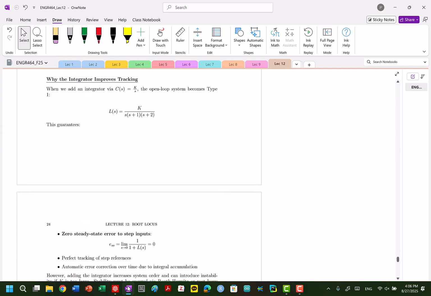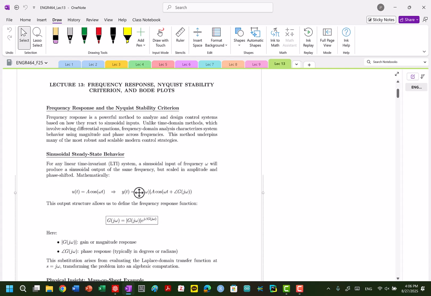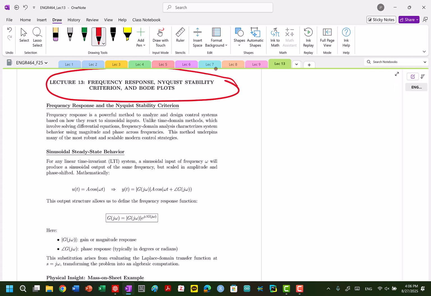So we're on our last lecture. Next time we're going to get into an experiment and explore this idea further, using and leveraging our frequency response and Nyquist to look at the Nyquist stability criteria and then further examine Bode plots.